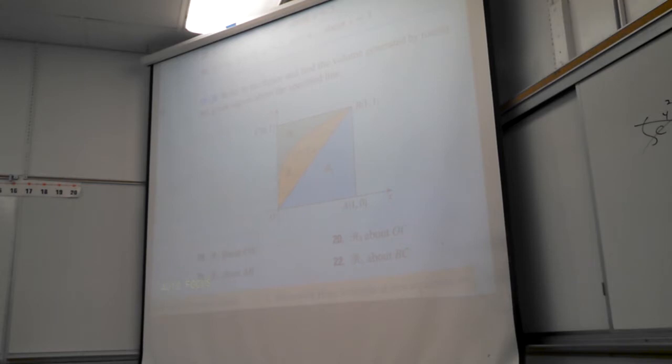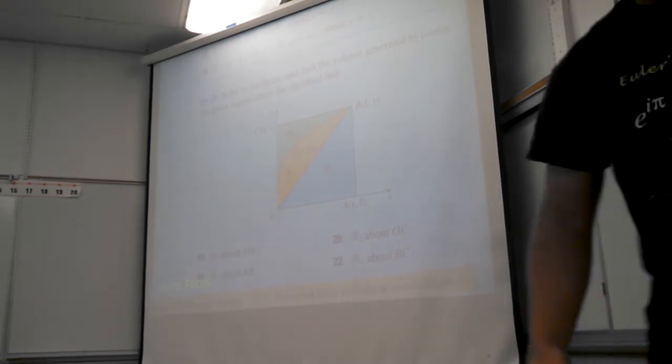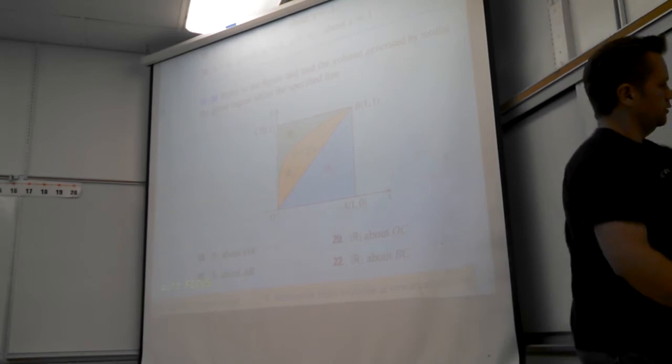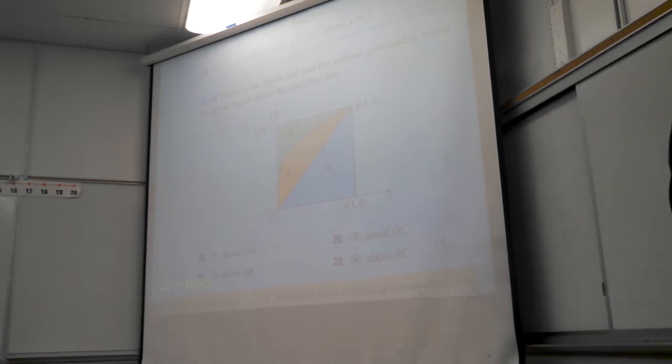All right. So I'm okay with doing one homework problem. Okay. So we'll do 24. 24 says rotate region 2 around the OC.